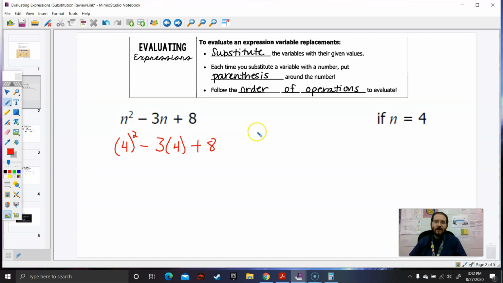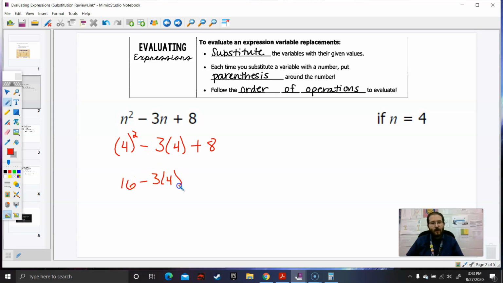All right, so now we do our order of operations. We do PEMDAS: parentheses, exponents, multiplication and division from left to right, and then addition and subtraction. So first we start with our parentheses. Okay, these are already solved in here. Then our exponents, so 4 squared. So 4 squared is 16.